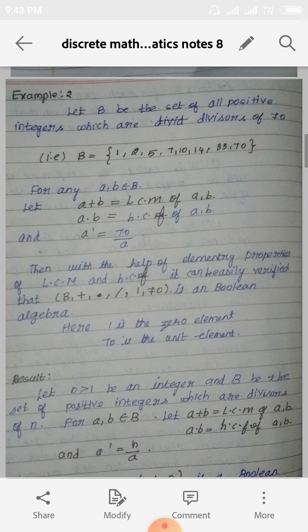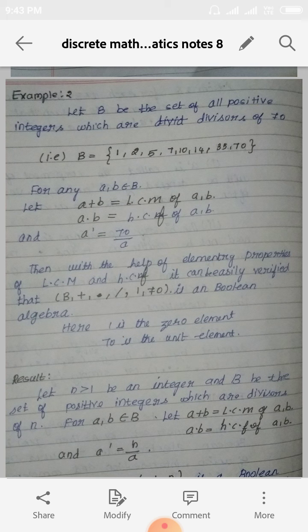See example number 2. Let B be the set of all positive integers which are divisors of 70. That is, B is equal to 1, 2, 5, 7, 10, 14, 35, 70. For any a, b belongs to B, let a plus b be equal to LCM of a comma b, and a dot b be equal to HCF of a comma b, and a dash is nothing but negation, that is 70 divided by a.